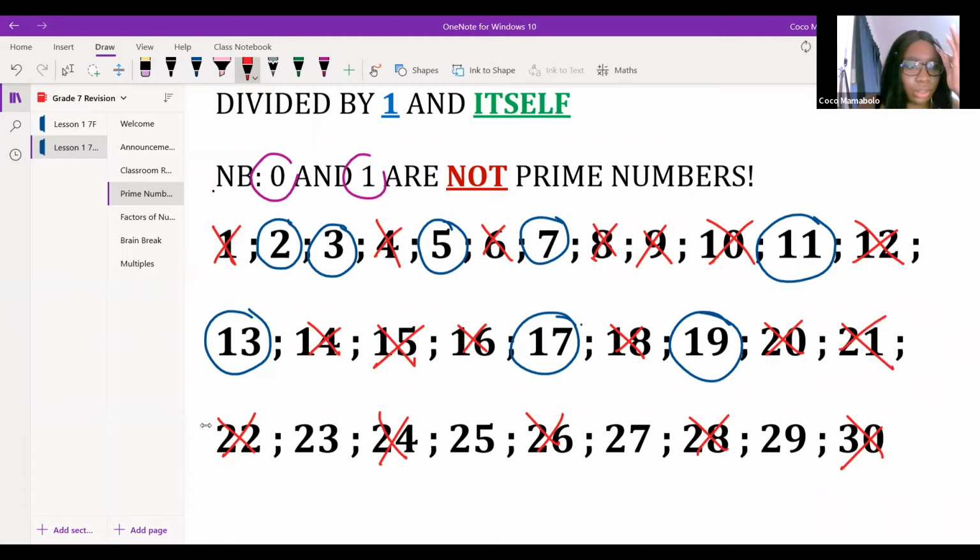What about 23? Yes. Good. What about 25? No. 27? No. Is that a yes or a no? No, good. I can divide it by three as well. What about 29? Yes. Excellent.